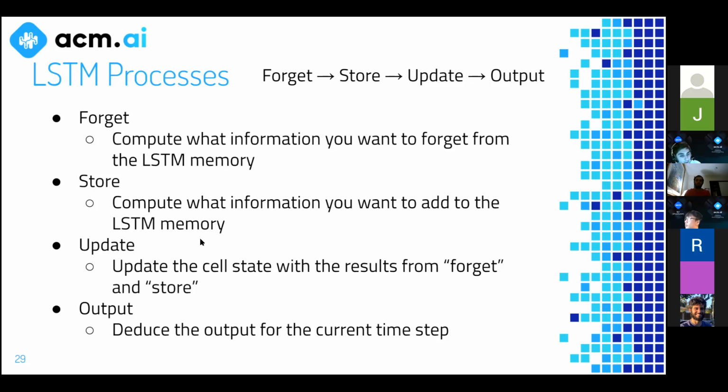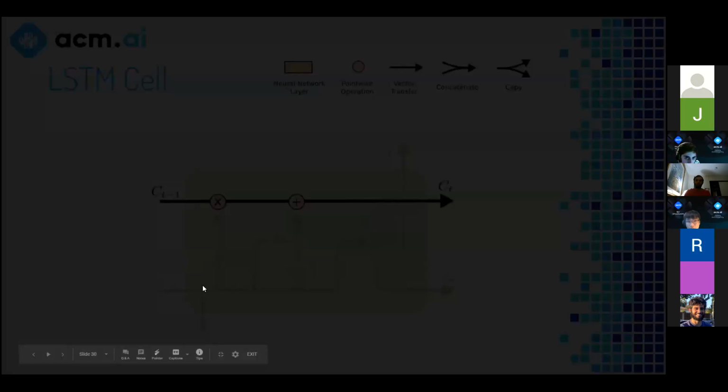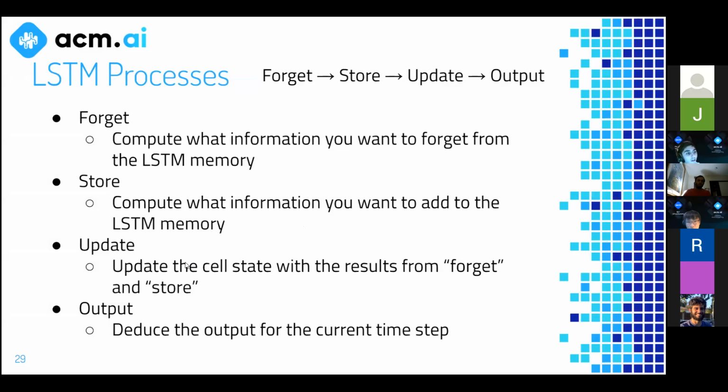So we do that. We compute these two values. The next thing we do is update this thing called the cell state. I thought we had a slide on the cell state. Okay, we should have a slide for that. Oh, it's on the next slide. Okay, so we update this. I'll explain what the cell state is in a second.